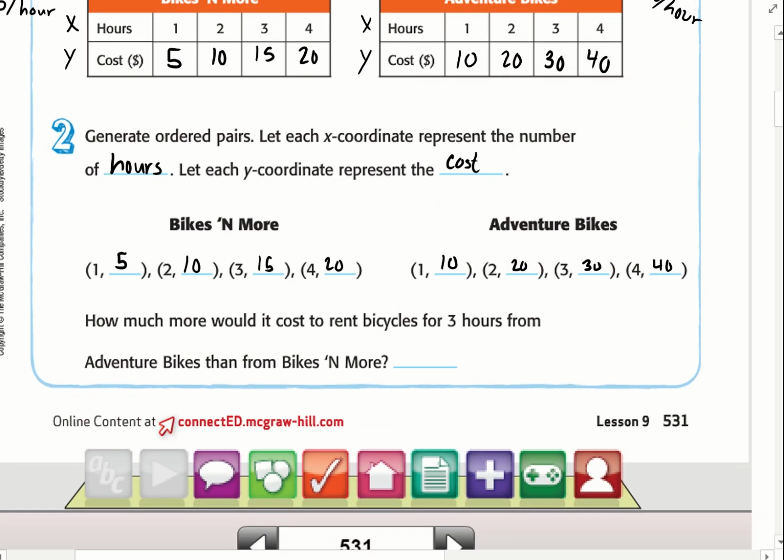So how much more would it cost to rent bicycles for 3 hours from Adventure Bikes than Bikes and More? So in 3 hours, it's going to be $30 here and $15 at Bikes and More. So it's going to cost an additional $15. And I get my information here and here. It is $30 for 3 hours and $15 for 3 hours.